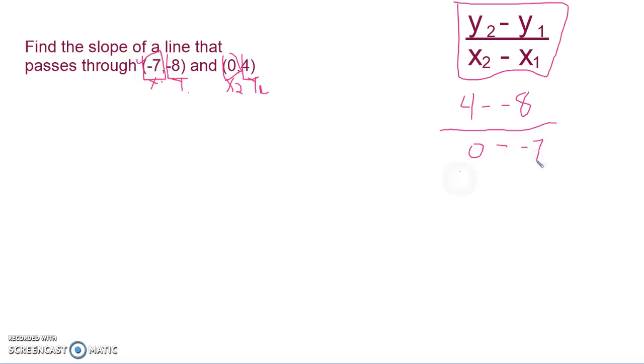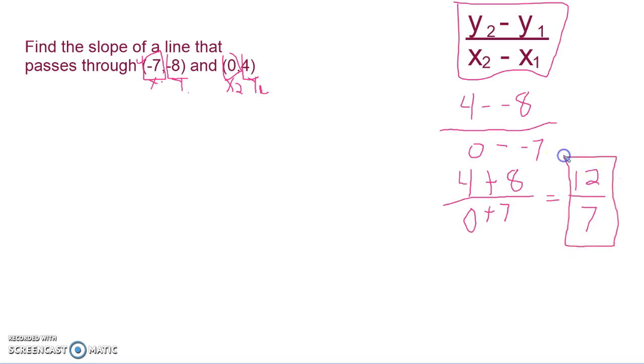I'm going to rewrite this again because I have minus and negative on both the numerator and denominator. So I'm going to do 4 plus 8 and 0 plus 7. So we have 4 plus 8, which gets us 12, and 0 plus 7, which is 7. This cannot be reduced, and be reminded that we need to keep this as an improper fraction. So our slope is 12/7.